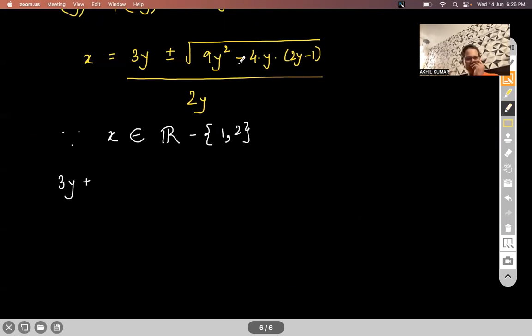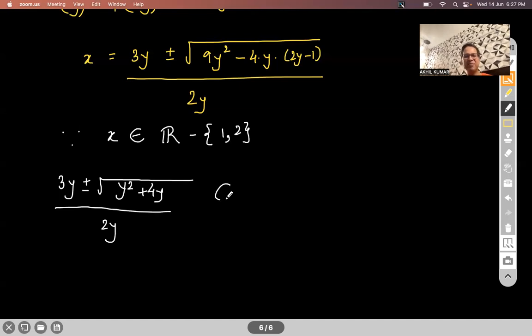Okay. By the way, I'll just try to simplify this a little bit more so that you can easily work with this. So if you see the expansion of this here will give you 9y square minus 8y square, which is y square, okay, plus 4y. Am I correct? If I just expand it, won't I get y square plus 4y? Okay. So this should be real number except 1 and 2, am I right?